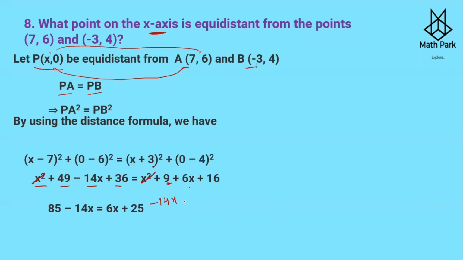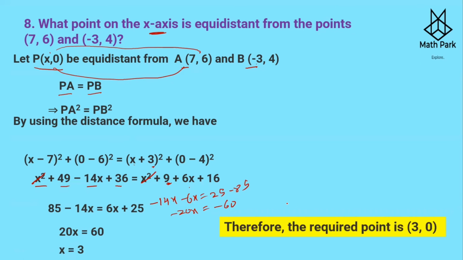So minus 14x minus 6x is equal to 25 minus 85. So we get minus 20x is equal to minus 60, or that is how you get 20x is equal to 60. So x is equal to 60 upon 20, which is equal to 3. Got it? So this is how we found the value of x. So the point which is equidistant is 3, 0 because x is equal to 3. We have taken P(x, 0), so the required point is 3, 0.